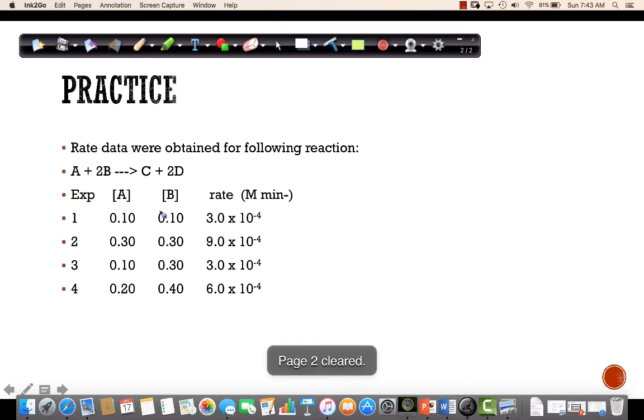All right, so whenever you're doing this, remember one thing has to stay the same, the other thing has to be changing, and you're basically just trying to see what happened to the rate when you changed this thing. So you're trying to figure out the order of that particular item.